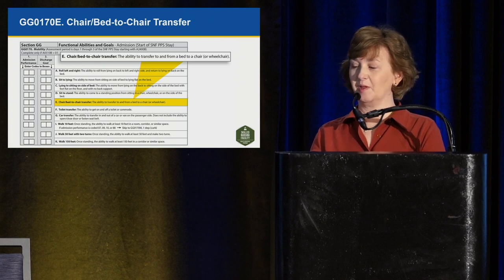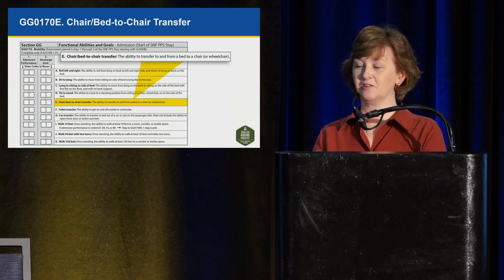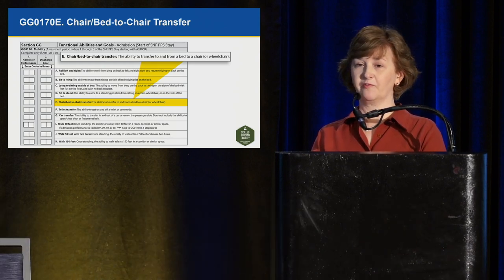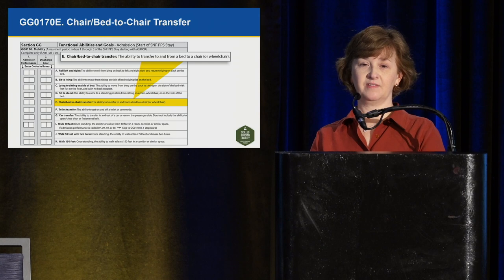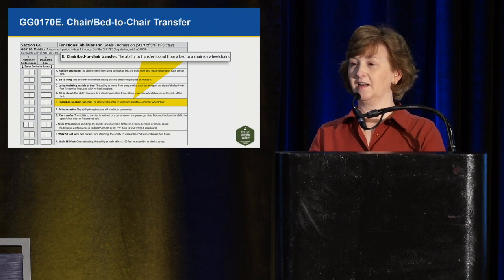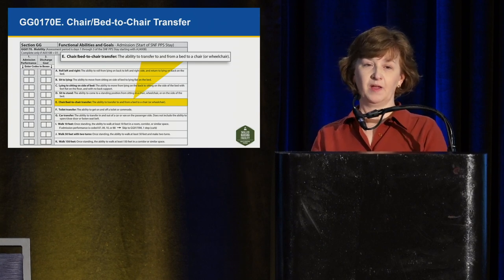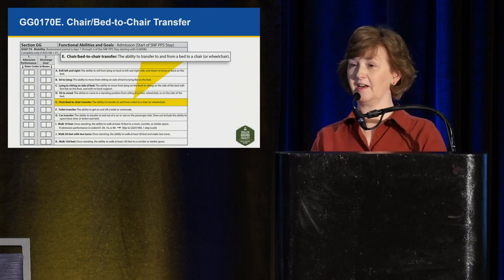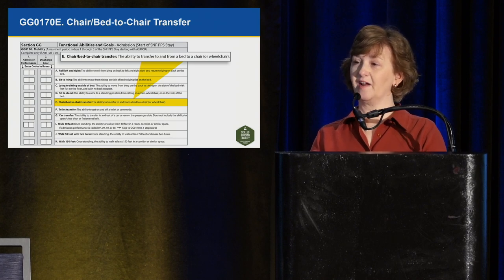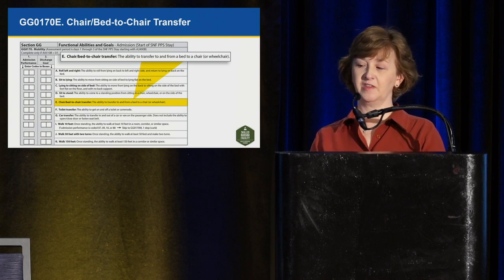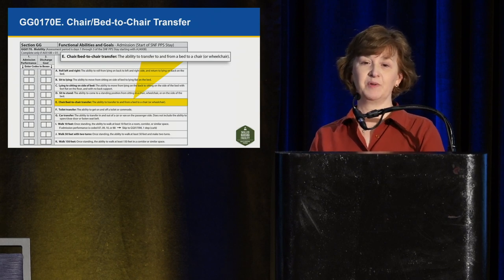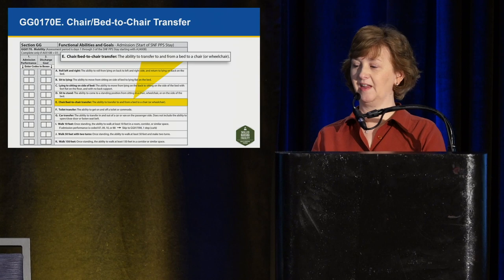This is defined as the ability to transfer to and from a bed, chair, or wheelchair. This can be done many different ways. So for an individual, it may be a stand and a pivot, sitting into a chair. For other persons, it may be perhaps using a transfer board, getting from a bed into a wheelchair or a bed into a chair. And so whatever the person is doing in terms of the actual transfer can vary. And again, it's coded based on the type and amount of assistance required to complete the activity.